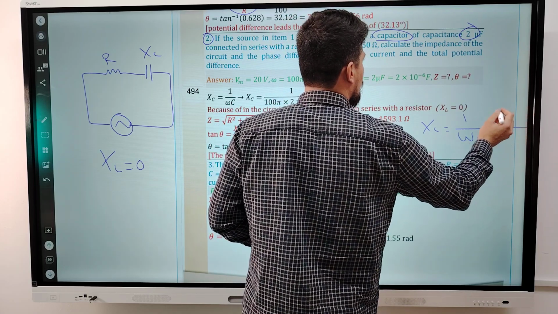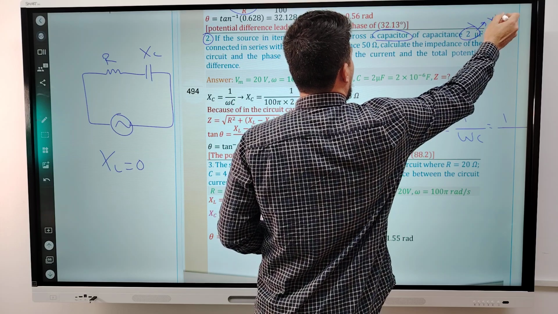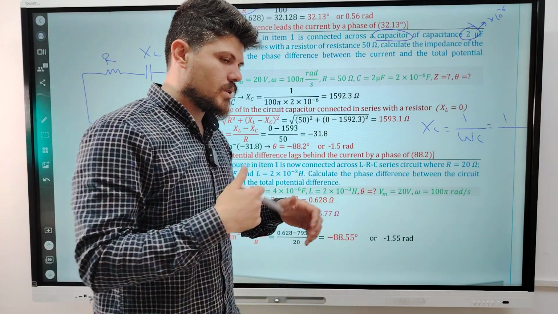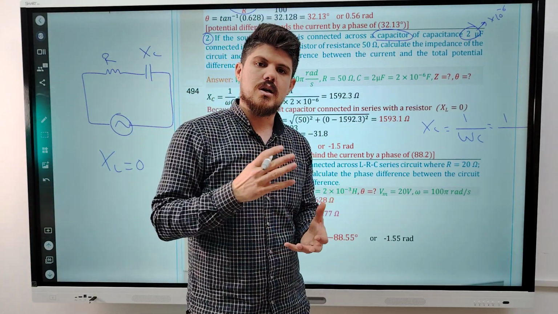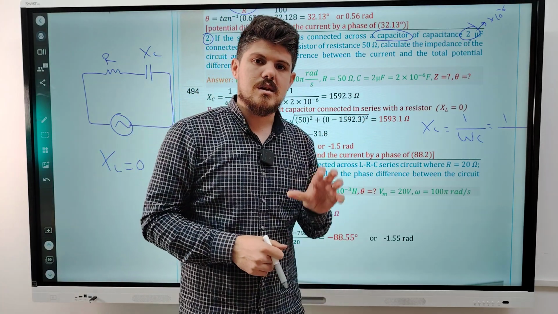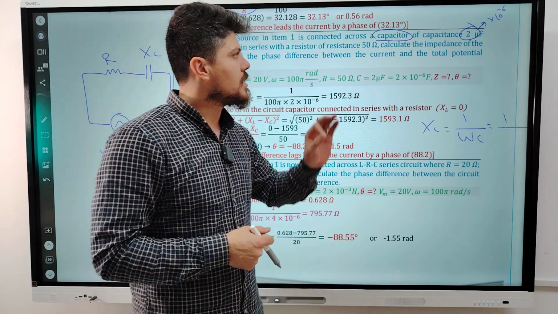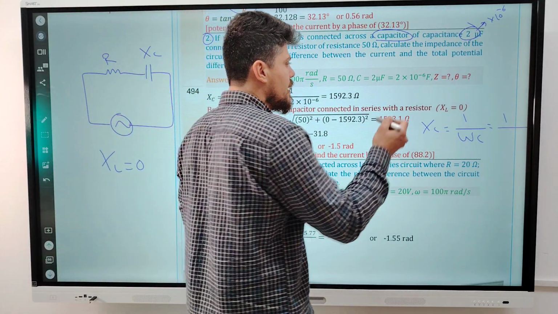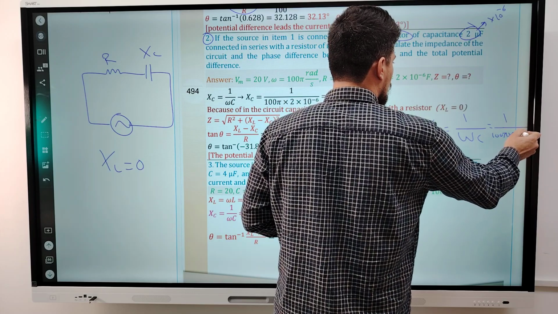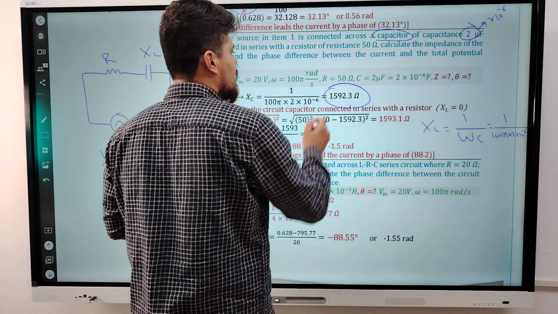Is equal to 1 over, but the C was given in microfarad. You have to convert to farad, multiply by 10 power negative 6. It's not allowed to solve a question with a prefix like micro, pico, milli, okay? In the case when capacitance is given in microfarad, you have to convert to farad, multiplying by 10 power negative 6. Omega, we have omega, 100 pi times 2 times 10 power negative 6, and XC is equal to what?